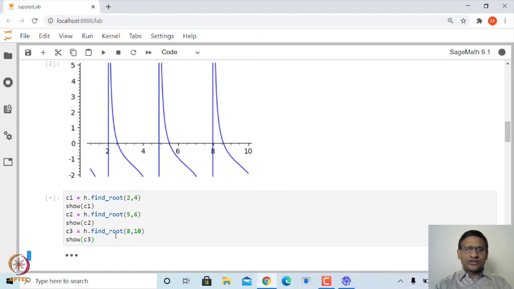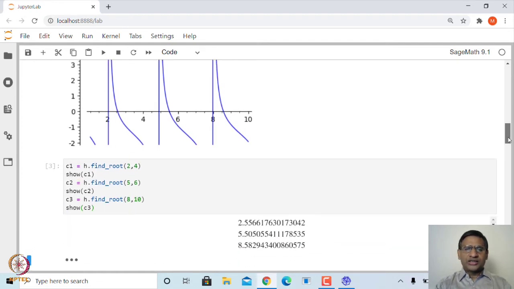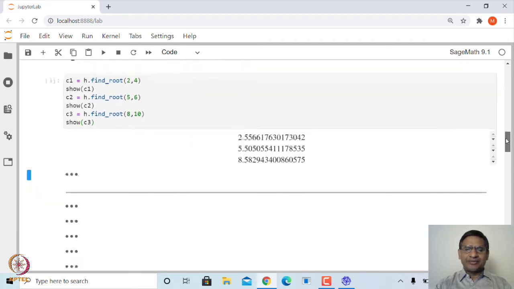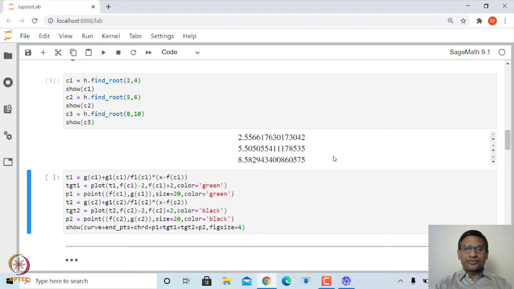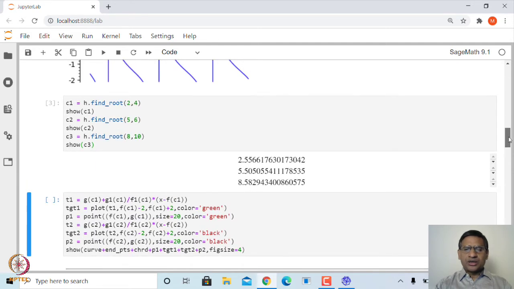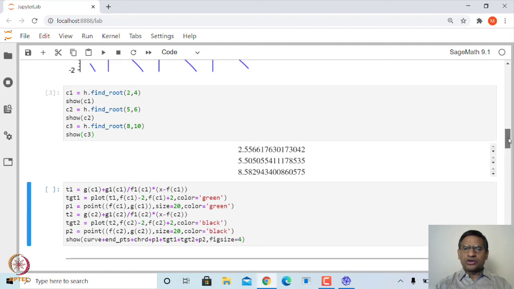Let us look at the values of C1, C2, C3. You can see that all these values lie strictly between A and B. Now, let us try to plot the graph of the tangent to these curves, and see whether that is parallel to the chord.